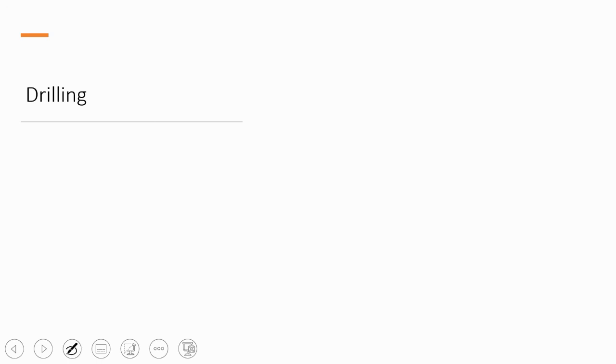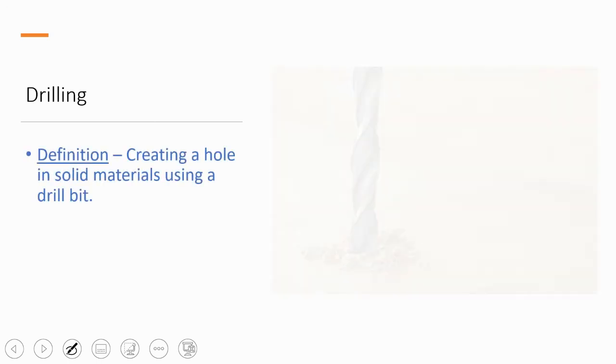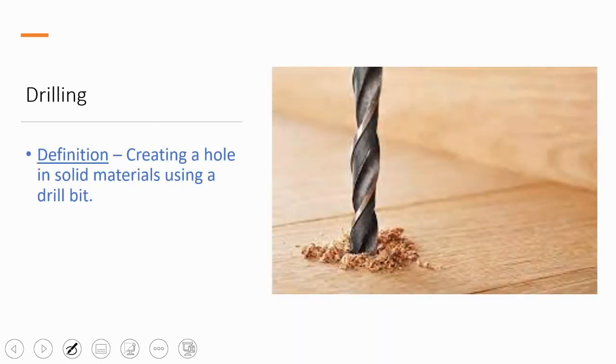And lastly, drilling. The definition: creating a hole in solid materials using a drill bit. And so here you can see the drill bit making its way into the wood. And as this spins around, it's clearing out all of these wood chips right here. And so what's left behind is a hole in the wood, and that will be done for very specific applications.